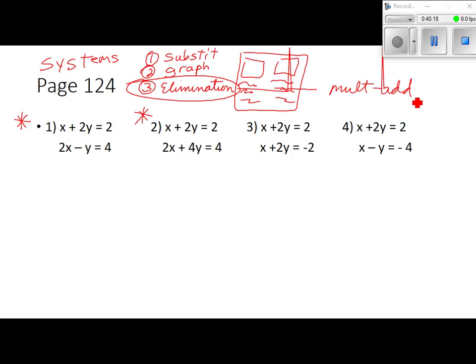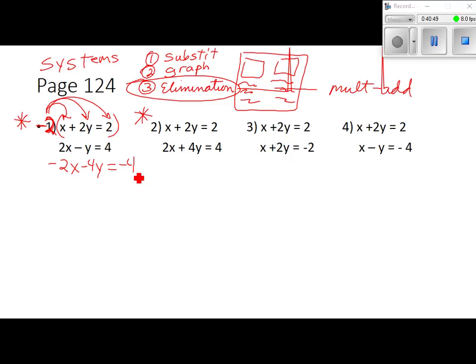What do I got to do to this x to get it to be opposite of that x? Multiply by a negative 2. This is what you should be writing down there on your paper. You're going to multiply that whole equation by negative 2. What's negative 2 times x? Negative 2x. So I'm going to write that right down below here. What's negative 2 times 2y? Negative 4y. What's negative 2 times 2? Negative 4.